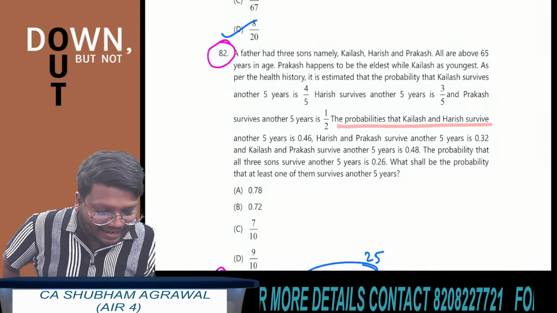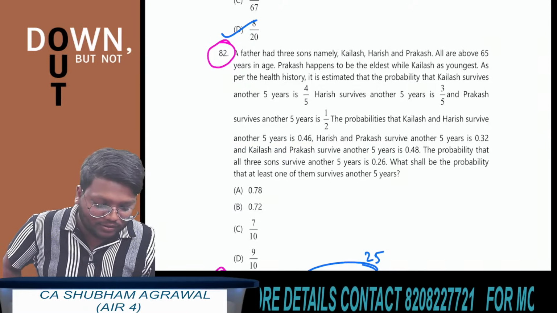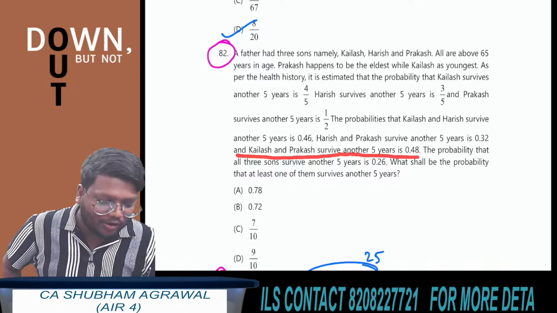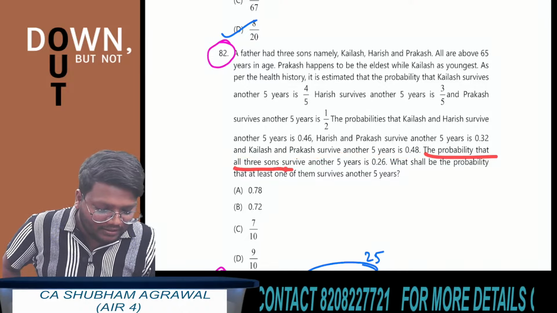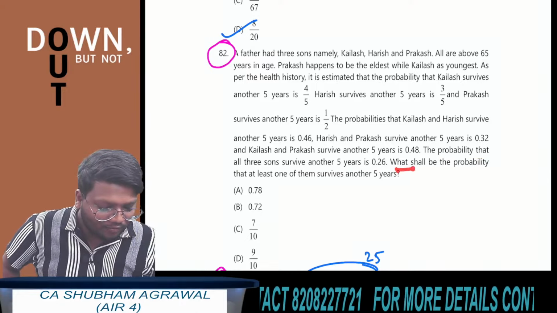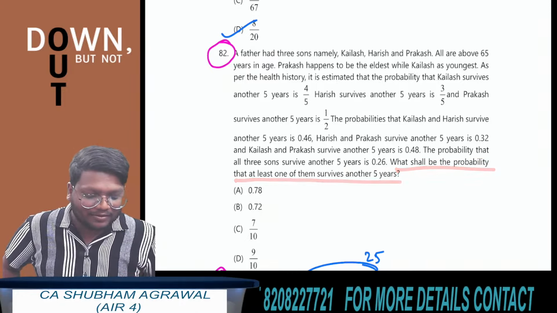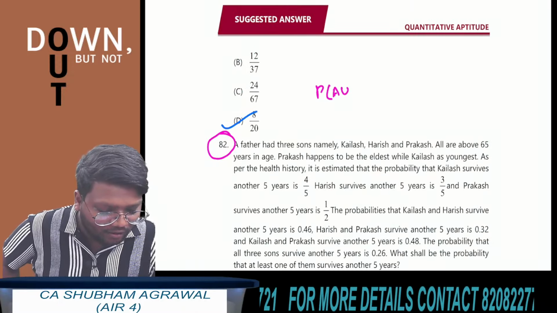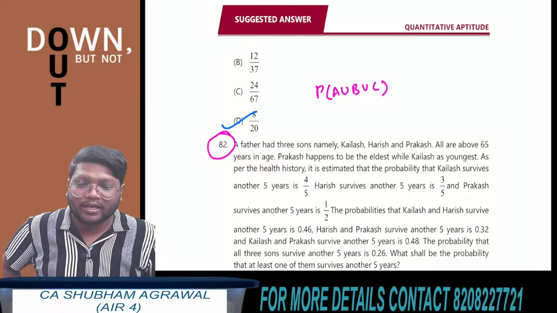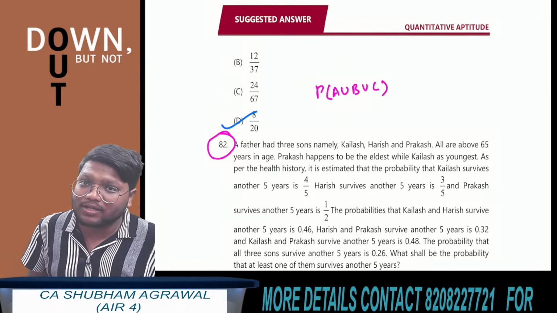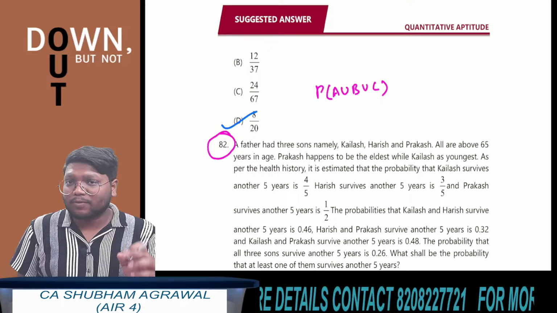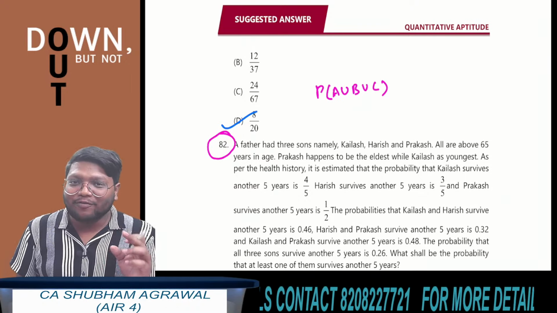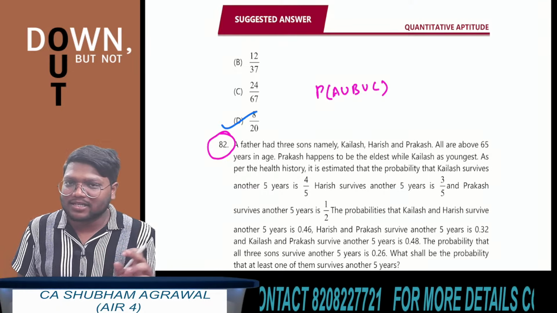The probability that Kailash and Harish survive another 5 years is 0.46. Harish and Prakash survive another 5 years is 0.32. And Kailash and Prakash survive another 5 years is 0.48. The probability that all 3 sons survive another 5 years is 0.26. What shall be the probability that at least one of them survives for another 5 years? This question is based on the formula of probability of A union B union C. What is the formula? Probability of A plus probability of B plus probability of C minus probability of A intersection B minus probability of B intersection C minus probability of A intersection C plus probability of A intersection B intersection C.